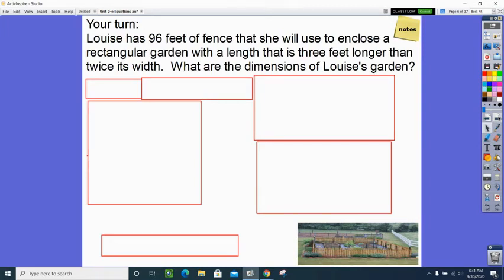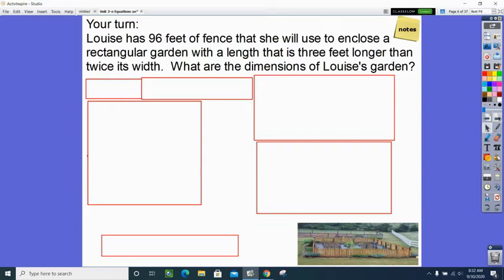Okay, so this is a chance for you to try one of these. So what I would like you to do is pause the video and do this perimeter problem after we read through it together. Louise has 96 feet of fence that she will use to enclose a rectangular garden with a length that is 3 feet longer than twice its width. What are the dimensions of Louise's garden?